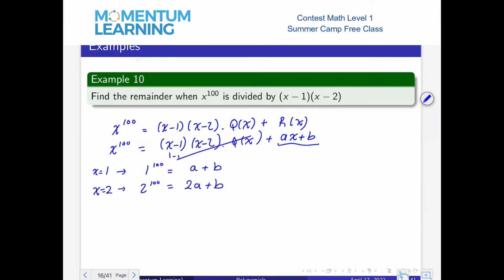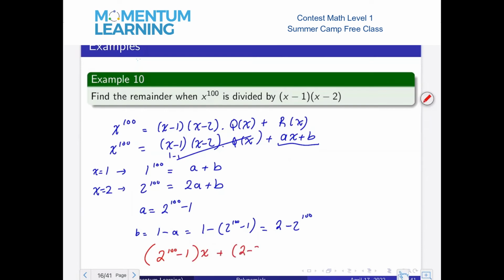Then all we have to do is just subtract it, right? So when we subtract it, we get that a is equal to 2 to the 100 minus 1, b is equal to what? 0, 1, see that? So b is going to be, remember it is 1 minus a, which is 1 minus 2 to the 100 minus 1, which is equal to 2 minus 2 to the 100. So that means my remainder is 2 to the 100 minus 1 x plus 2 minus 2 to the 100.